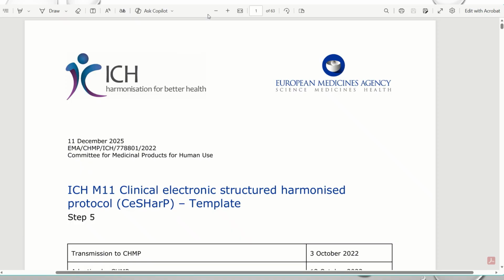So this is the ICH M11 protocol template, and it is the Clinical Electronic Structured Harmonized Protocol. That's what the CeSHarP stands for. It stands for Clinical Electronic Structured Harmonized Protocol Template. And what they mean by structured is that this whole document is a mixture of structured and unstructured data.